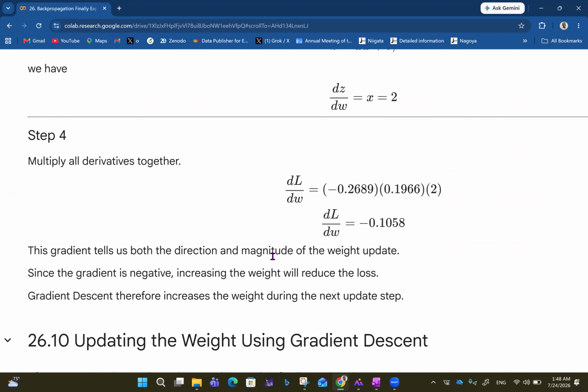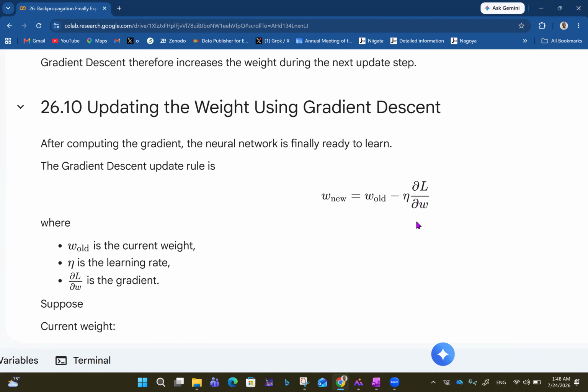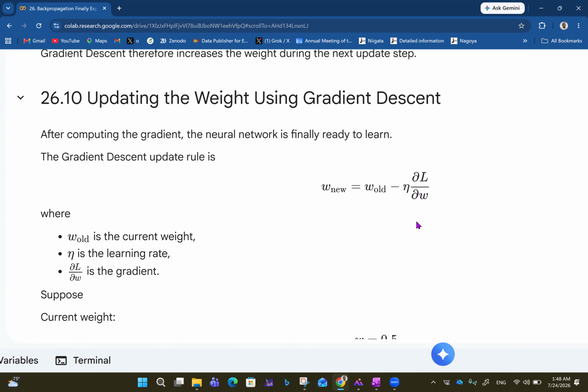So this gradient tells us both the direction and magnitude of the weight update. Since the gradient is negative, increasing the weight will reduce the loss, right? So gradient descent therefore increases the weight during the next update step, because you have a negative gradient like that. That's the process. It's easy to handle because you have just very few data points, but in the real setting, you have tons of that, so you need super machines for that.